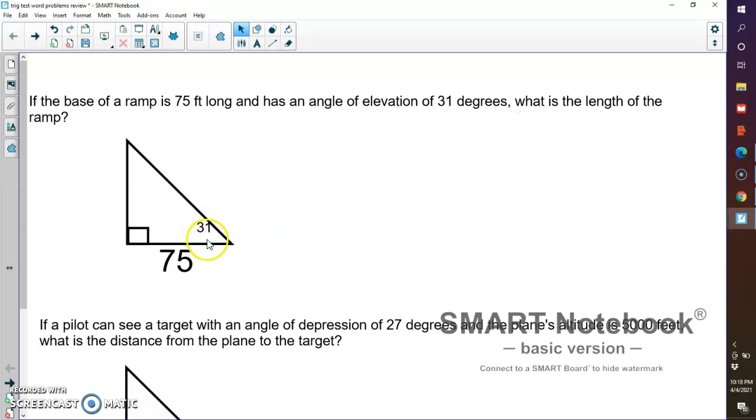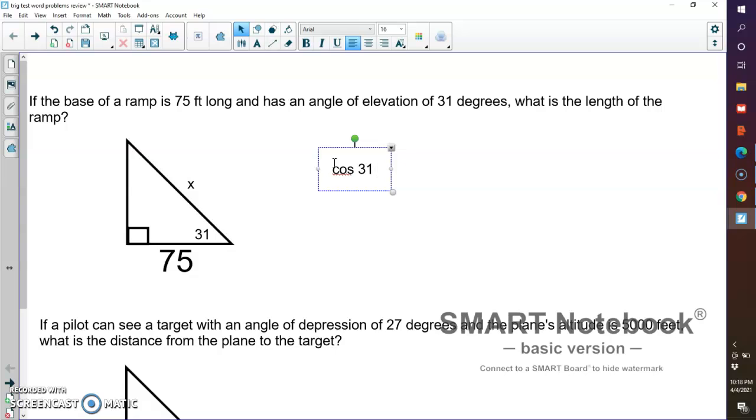And then what am I looking for? The length of the ramp. Ramps always go up and down like this. So my length is x. It's important we can establish where the angle is supposed to be, where the given side is supposed to be, and what we're looking for. Once we have that, it's basic trig.